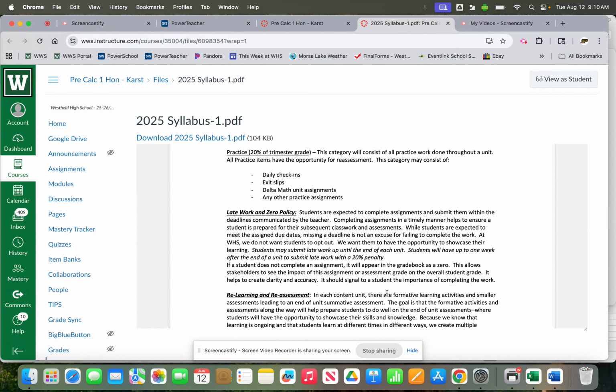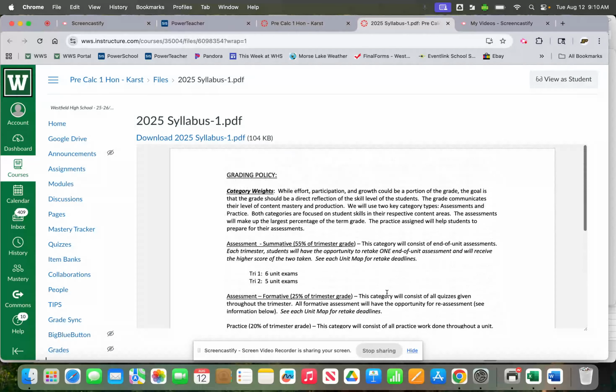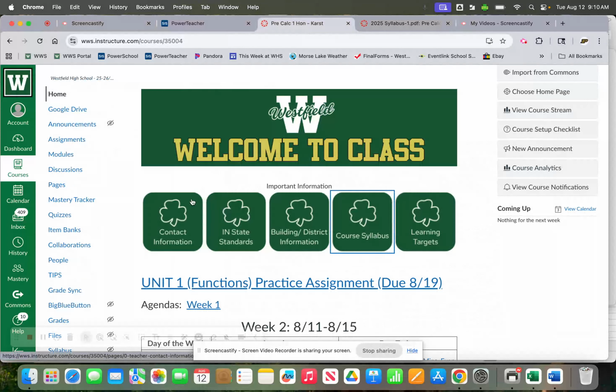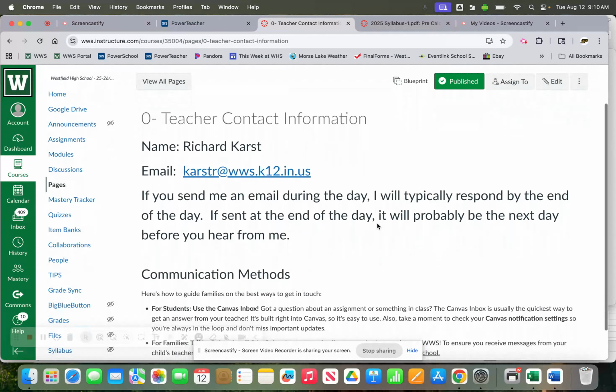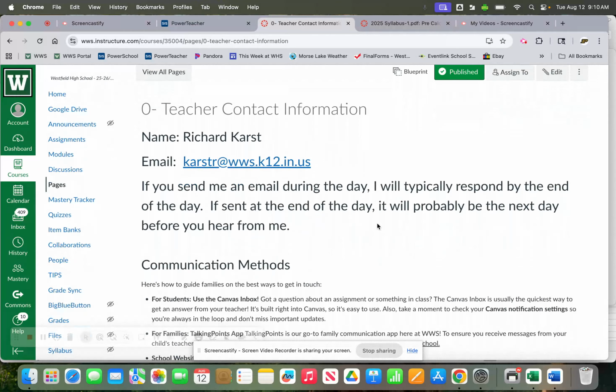So hopefully this gives you some insight to our grading. If you come back to the Canvas page, if you ever have any questions for me, feel free to reach out. My email is right here. I'm typically real good about responding within the day, but definitely within a school day, I will respond back to you if you have questions and get you answers to your concerns for your son or daughter.